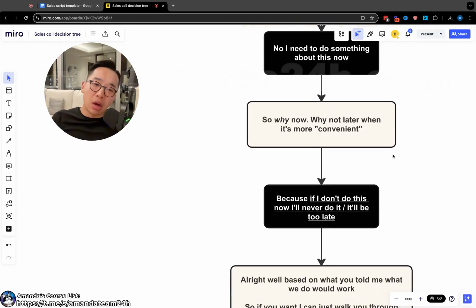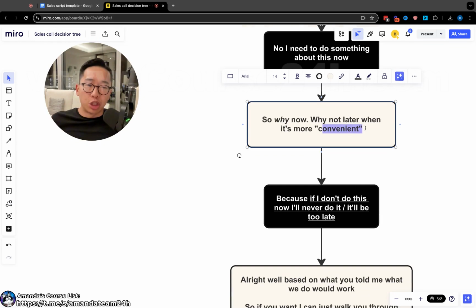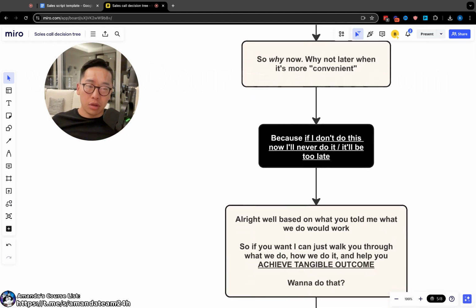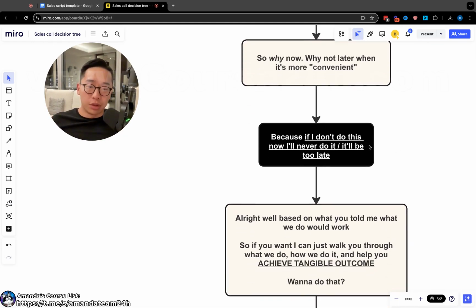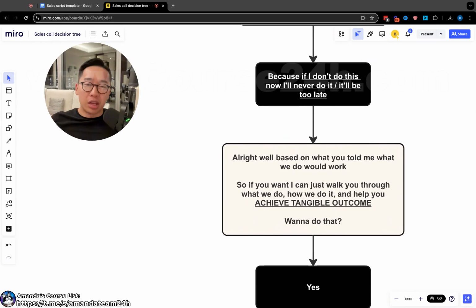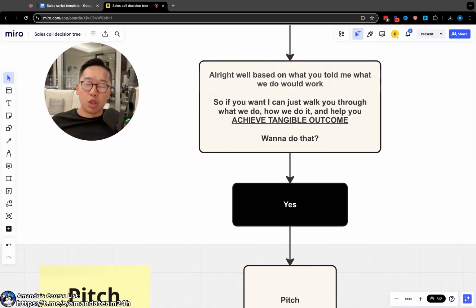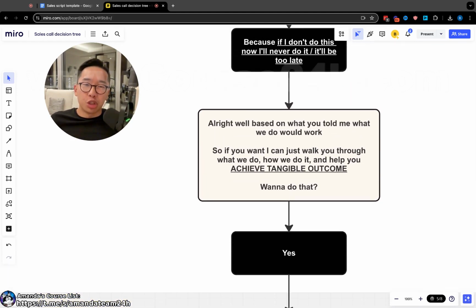But why now? Why not just later when it's more convenient? And you can just plug in whatever their excuse was before. But why now? Why not just stay inside of your comfort zone? Because if I don't do this now, I'll never do it. I'm not getting any younger. You want those kind of answers. Okay? You don't want to accept vague answers like, well, because I saw the ad. Oh, no shit, Sherlock, but you could have been here 6 months ago or 6 months later, but you're here now. So why now?